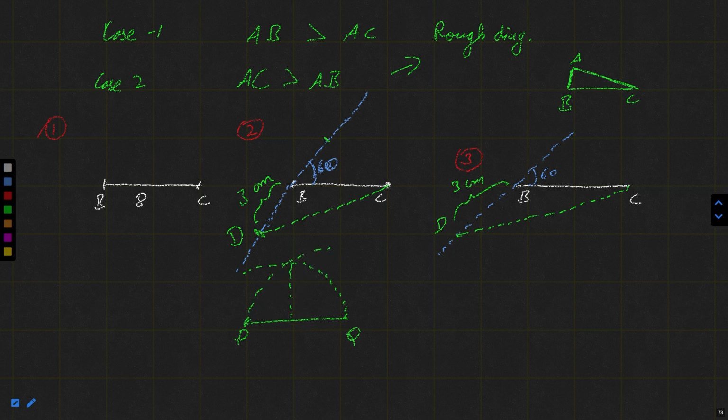Wherever they meet, you will intersect it. So this is your perpendicular bisector. I hope this is clear.